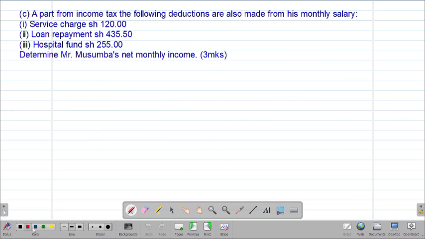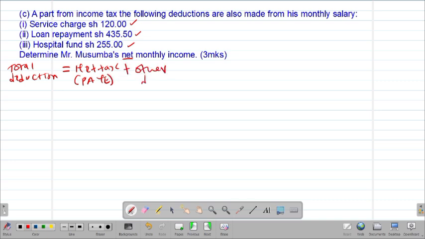Then lastly, we look at part C, whereby you are being told that apart from the income tax, the following deductions are also made from his monthly salary. We had a service charge of 120, loan repayment of 435 and 50 cents, then hospital fund of 255. Determine Mr. Musumba's net monthly income. So to get the net monthly income, we first of all need to have the total deductions. So total deduction is always equal to, you take the PAYE or the net tax. Net tax is always the first deduction.